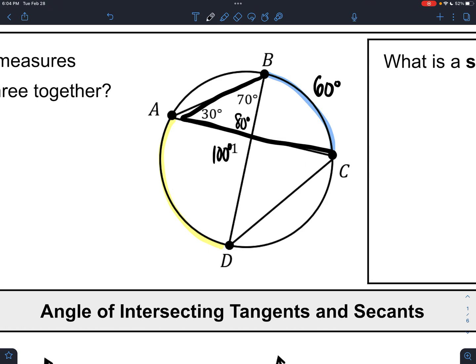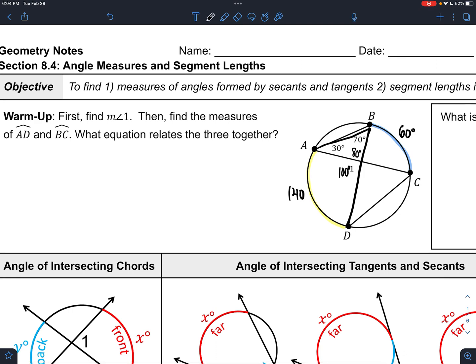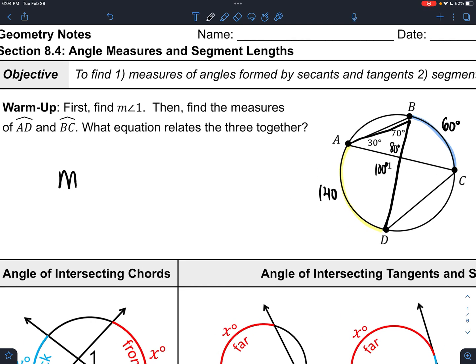Notice how the 30 degree opens up to the blue, and the 30 is going to be half of that arc, so the arc must be double. Same thing here. We have 70 opening up to a yellow, so this has to be 140. And there's actually a relationship to link all of this together, and that's that the measure of angle 1 is 1/2 of 140 plus 60. So it's actually the average of the front arc and the back arc.